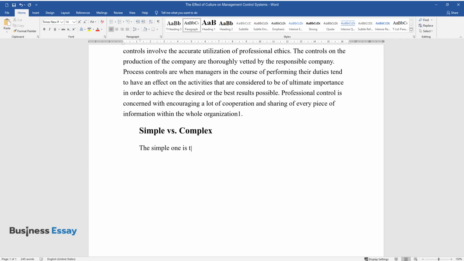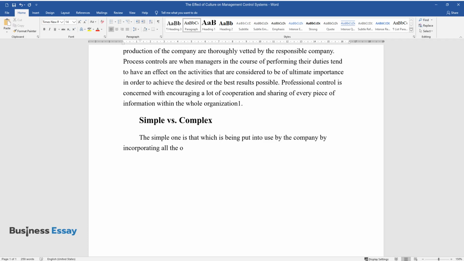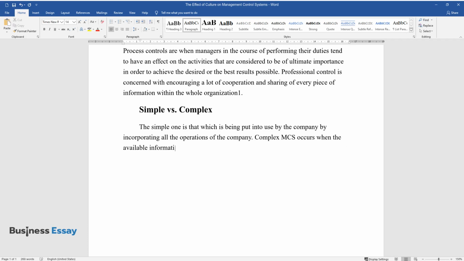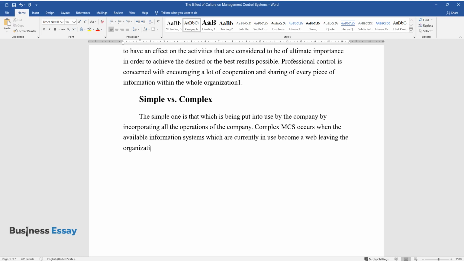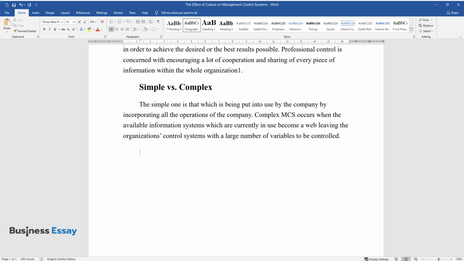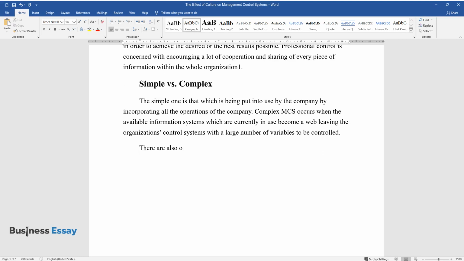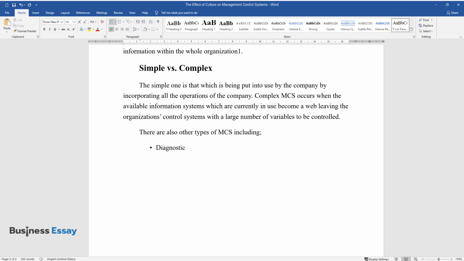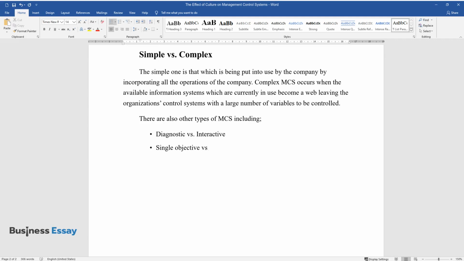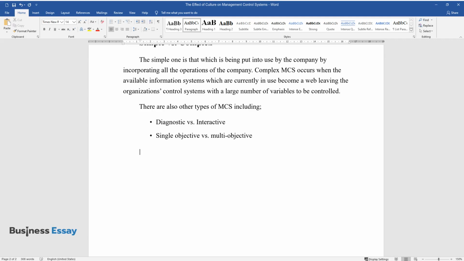Simple versus complex. The simple one is that which is being put into use by the company by incorporating all the operations of the company. Complex MCS occurs when the available information systems which are currently in use become a web, leaving the organization's control systems with a large number of variables to be controlled. There are also other types of MCS, including diagnostic versus interactive, single objective versus multi-objective.